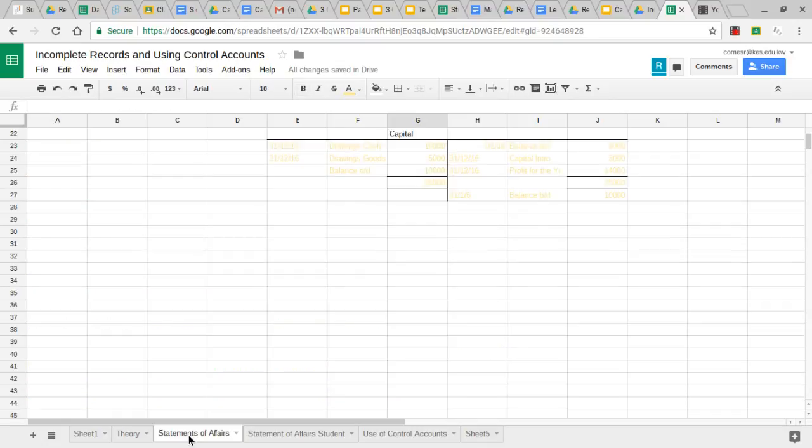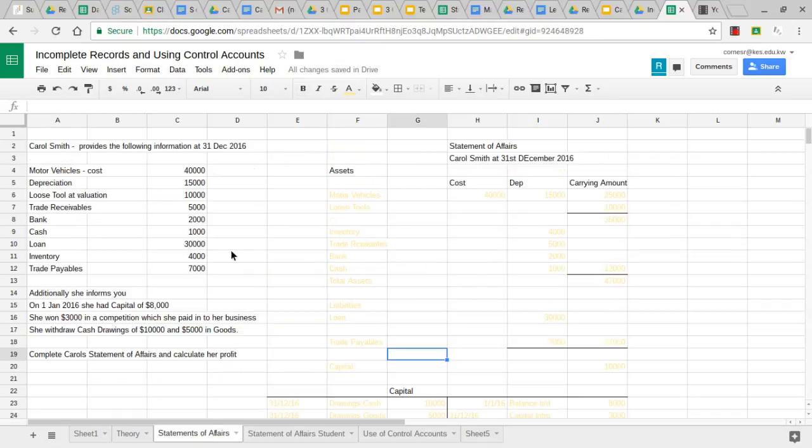Okay, statement of affairs, what is it? Well, it's just basically a summary of all the assets and liabilities, and it allows us to work out capital at the end of the year. So, how do we do it? Well, normally we'll be providing an exam with a list of assets and liabilities and maybe some additional information. And what you'll need to do is to list all the assets at the top, the liabilities at the bottom, and then work out the capital at the end of the year.